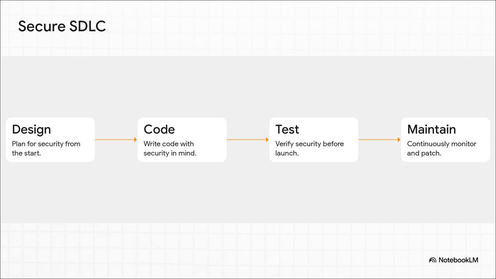And the master blueprint that guides this whole thing is called the Secure Software Development Lifecycle, or the SDLC. The key here is that it's not a straight line, it's a continuous loop. Security isn't some feature you tack on at the very end. No way. It's woven into every single phase: the design, the coding, the testing, and the maintenance. This is what makes security a core part of the product, not just some afterthought.